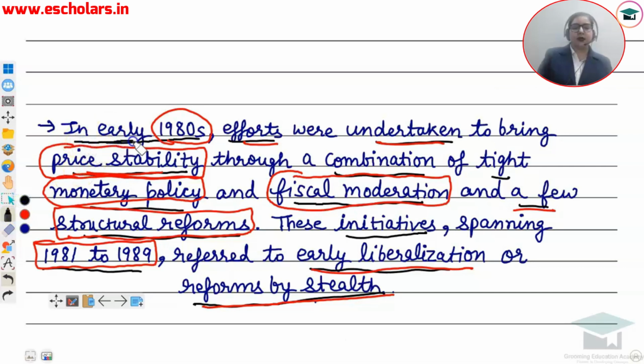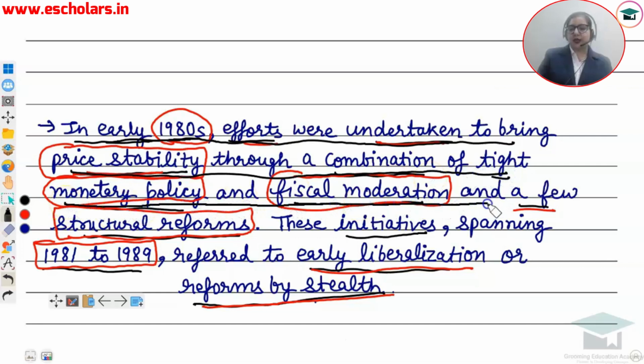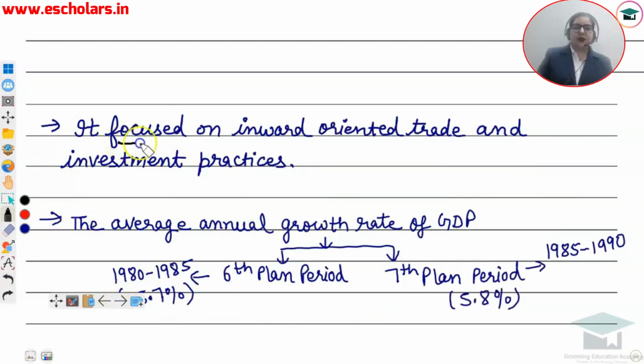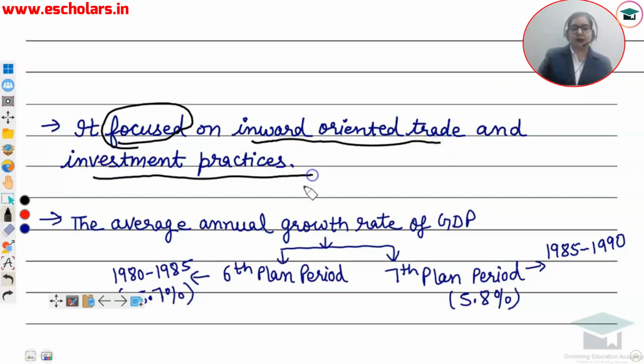So let's have a look. In early 1980s, efforts were undertaken to bring price stability through a combination of tight monetary policy and fiscal moderation, and a few structural reforms. These initiatives spanning 1981 to 1989 referred to early liberalization or reforms by stealth. It basically focused on an inward-oriented trade and investment practices. That is, it focuses on having trade practices and investment practices that will protect the domestic industries.